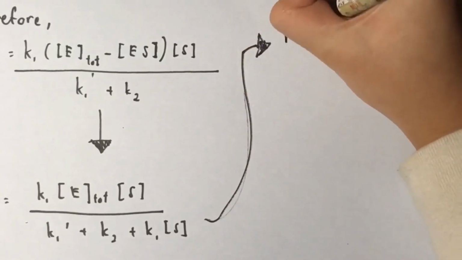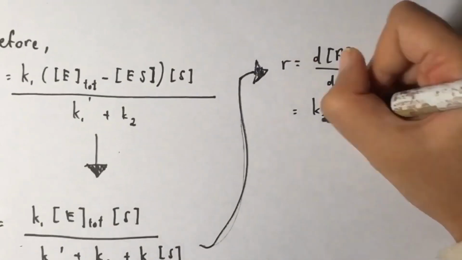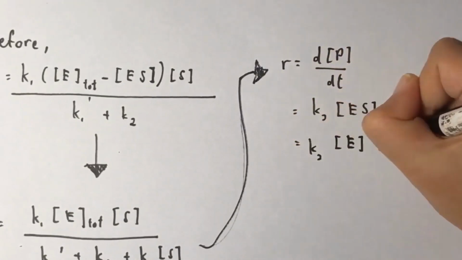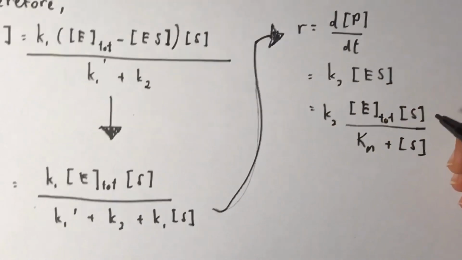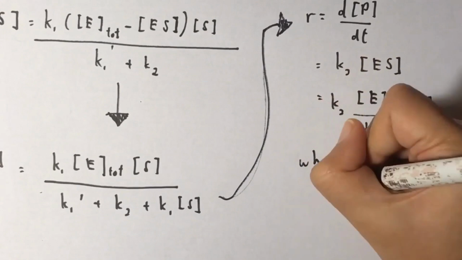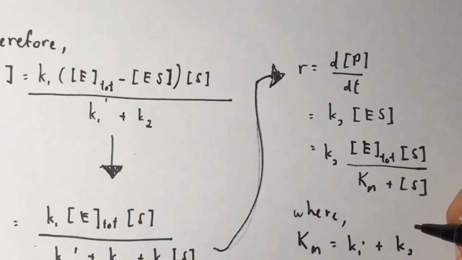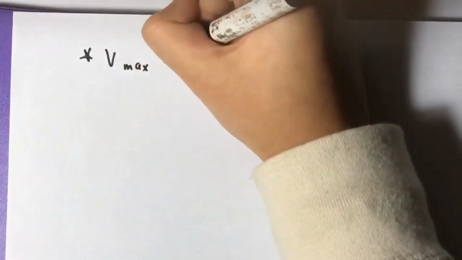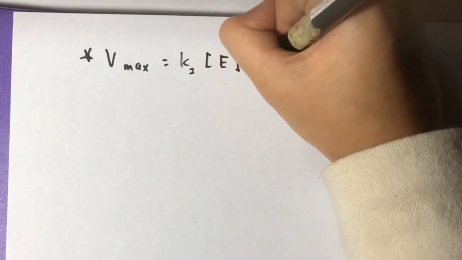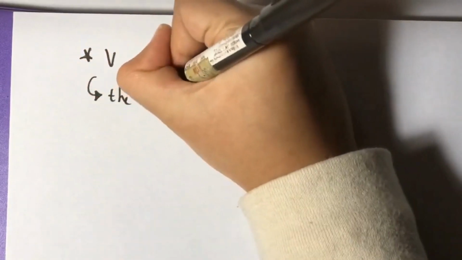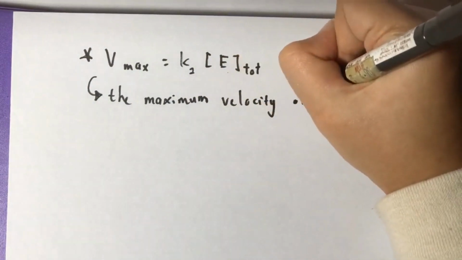To remove the intermediate concentration of the ES complex from the rate law of the overall reaction, we are going to substitute the expression that we got previously into this rate law, where the Km in the expression is the Michaelis constant. Next we have Vmax. Vmax is equal to k2 times the total concentration of enzyme. So this Vmax is actually the maximum velocity of the enzyme reaction.